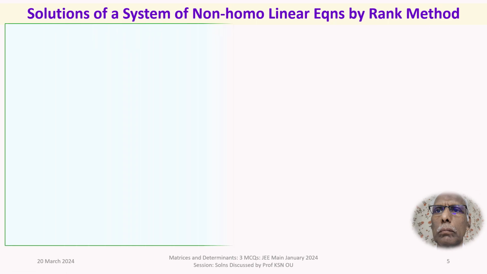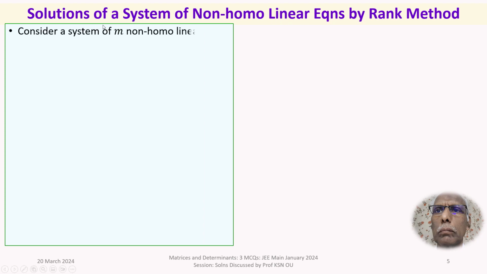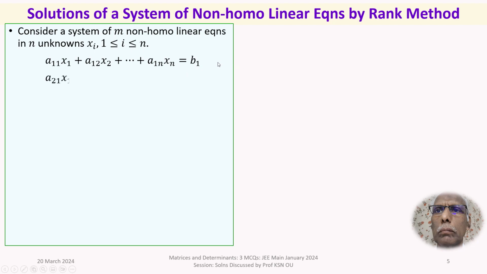Now for this, we consider a system of m non-homogeneous linear equations in n unknowns x1, x2, etc. xn. This is the first equation: a11x1 plus a12x2 plus so on and so forth plus a1n xn is equal to b1. This is the second equation, etc. The last equation, the mth equation, am1x1 plus am2x2 plus so on and so forth, amn xn is equal to bm.